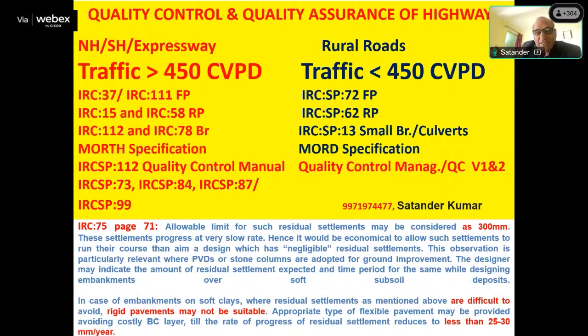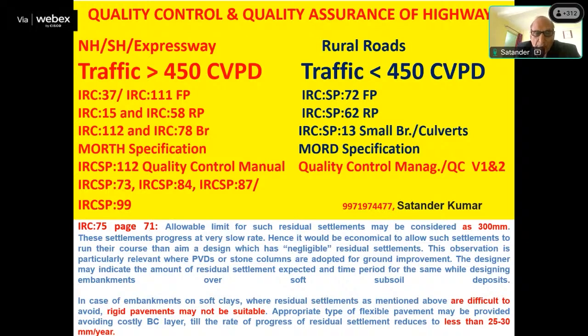The highway which connects two states is the national highway. Mostly a single lane is a low volume road, or you can say intermediate road also, 5.5 meter width. They come under rural road, low volume road, and two lane or more than two lane come under national highway. So these are the codal provisions. In case of national highway, we go for the MORTH specification, the Orange Book, till now 2013, and for low volume road, the MORD specification.